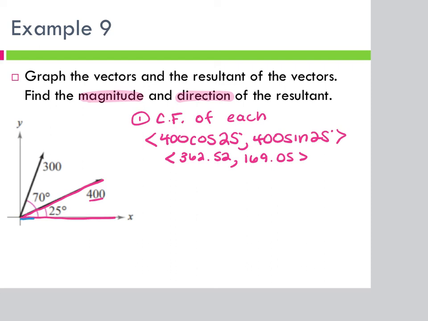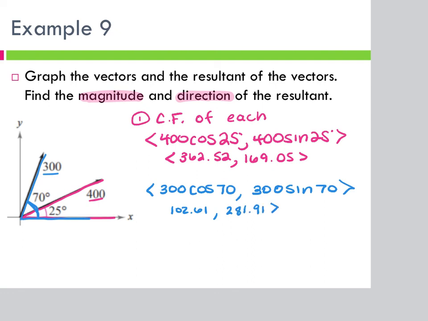Then I've got another one that's 70 degrees. So we're going from here to here. This whole thing is 70, and the magnitude of that is 300. So for that one, I do 300 cosine 70, 300 sine 70. 102.61, 281.91. That's the component form of the 300 one. So that's step one, is find the component form of each of them.